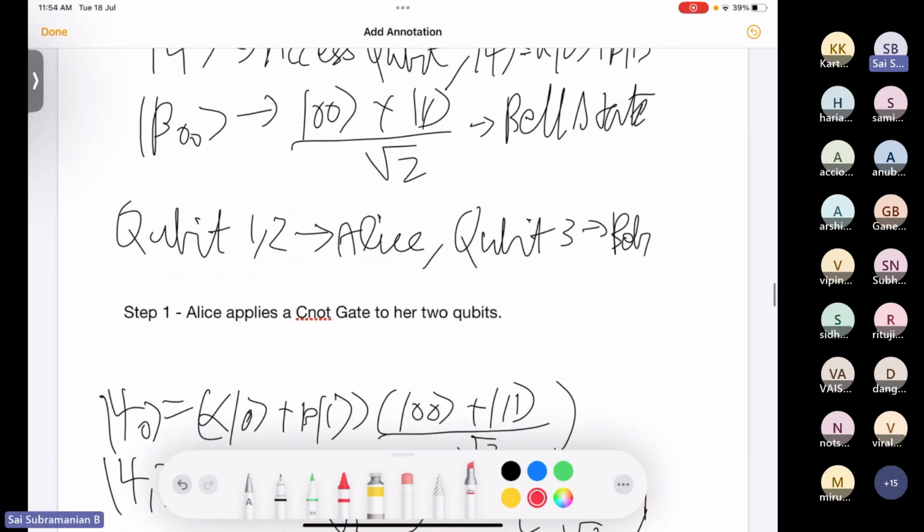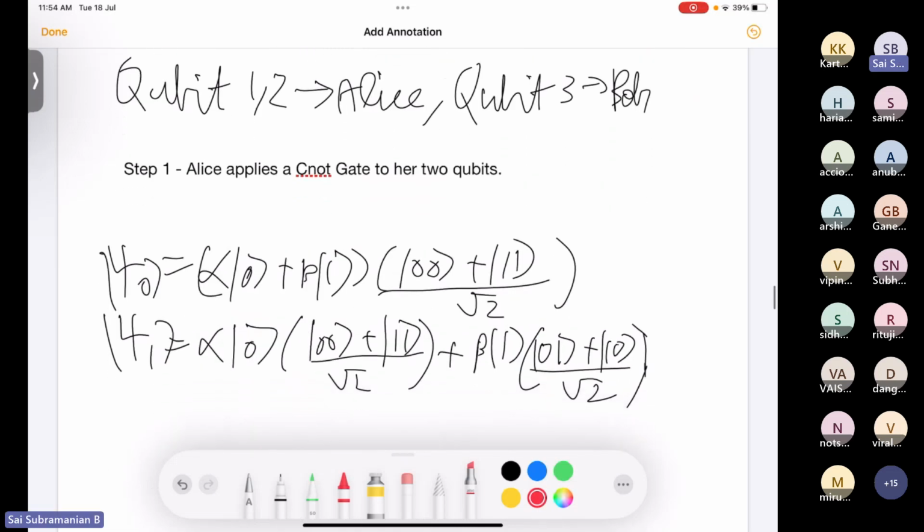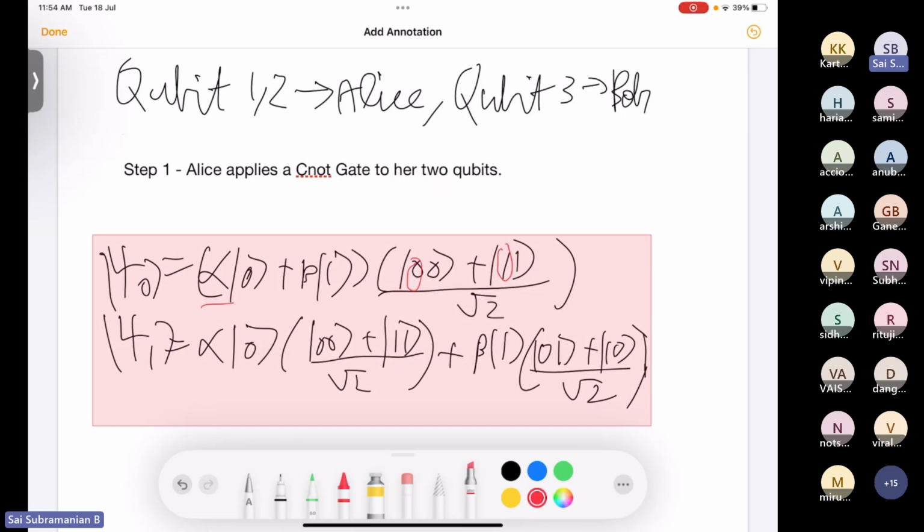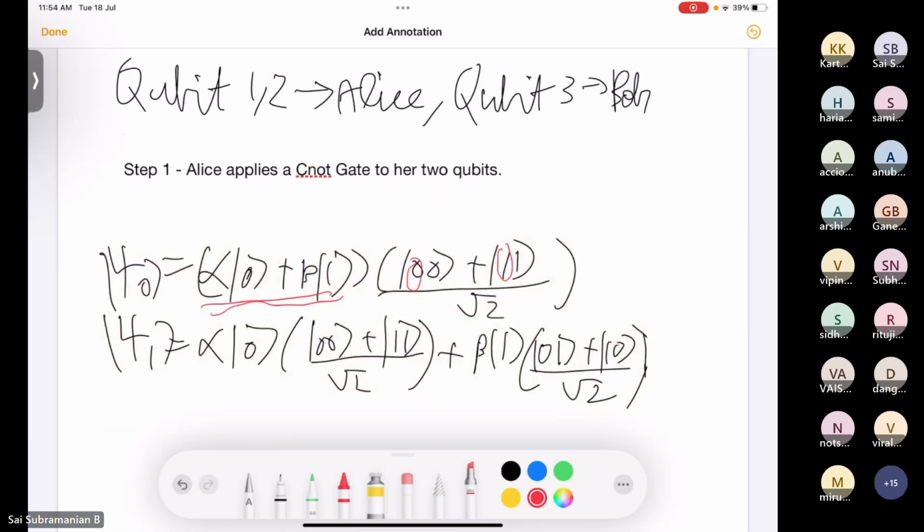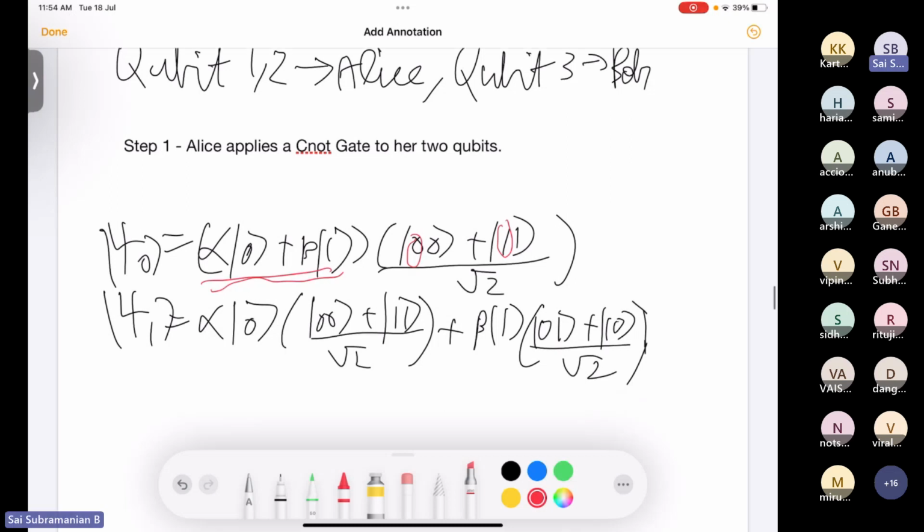So now what is step 1? Step 1, Alice applies a CNOT gate on her 2 qubits. So that is the first qubit of the Bell state and the general qubit. So what is the controlled NOT gate? If the first qubit is 0, then it does nothing to the second qubit. If the first qubit is 1, it applies a NOT gate on the second qubit. So let us see what happens.